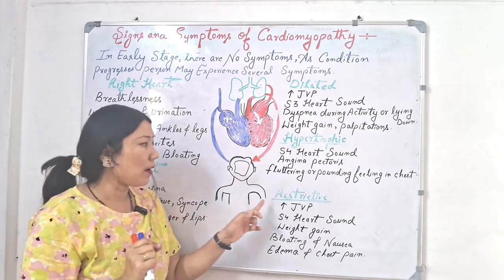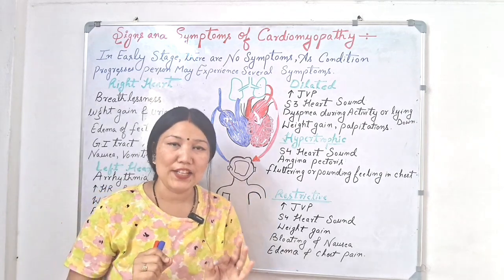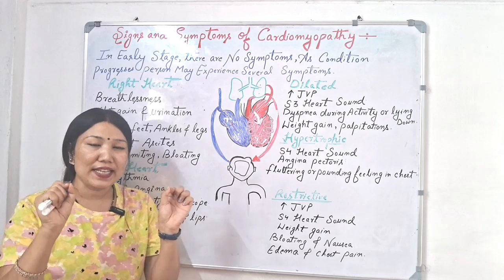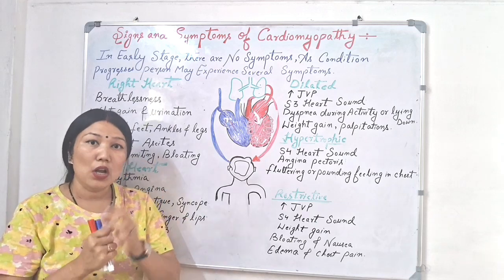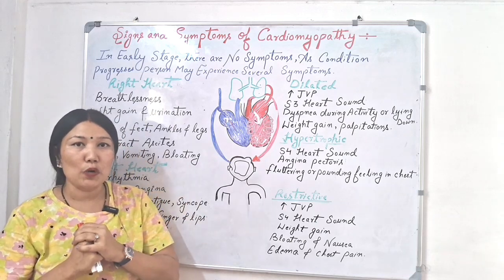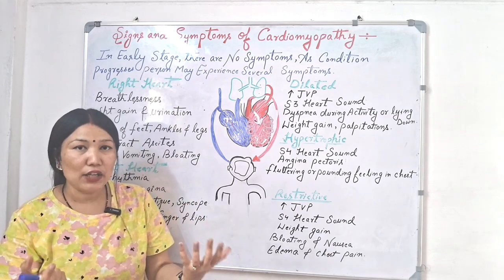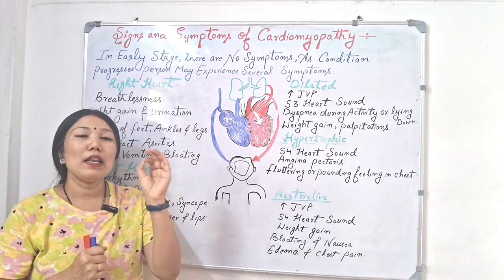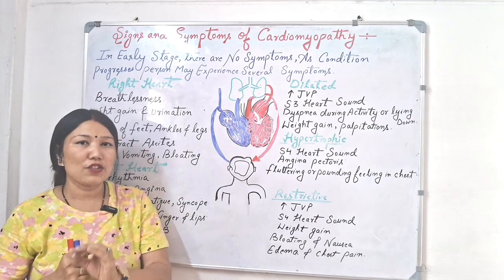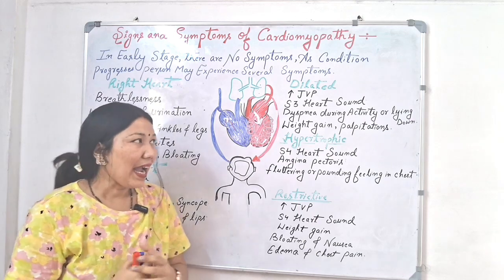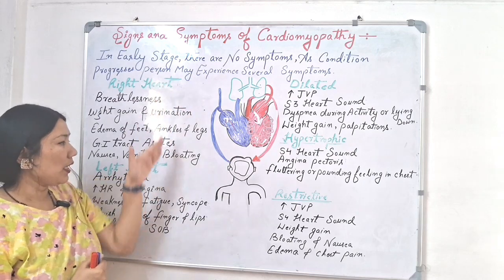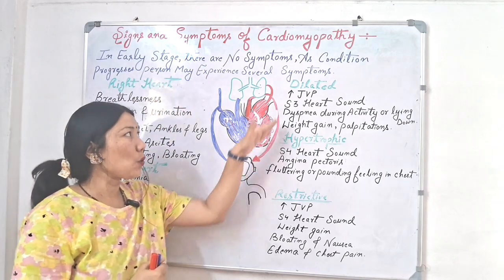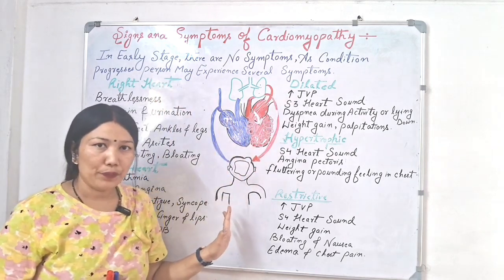Next, we discussed restrictive cardiomyopathy. Restrictive means there is some strictness, some hardness, a rock-like formation in our muscles. Then again, it will not be able to relax, it will not be able to diastole, and less blood will be filling into the chamber. So I have divided the signs and symptoms in this category. You can also write the signs and symptoms together.